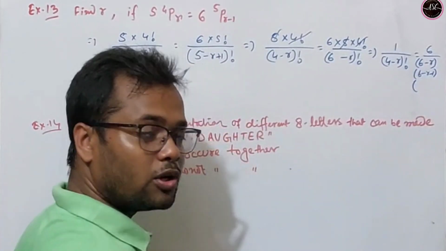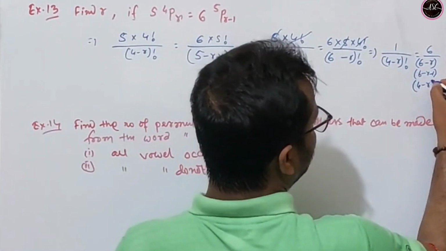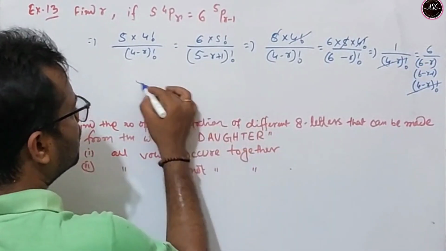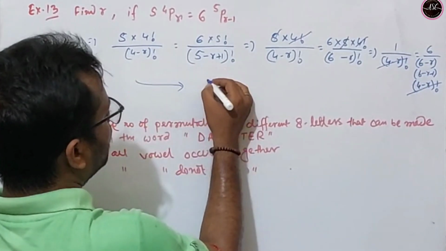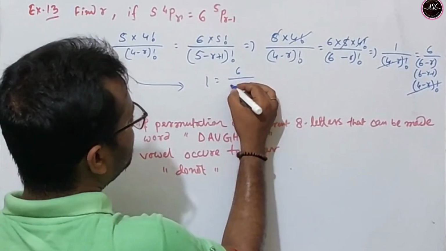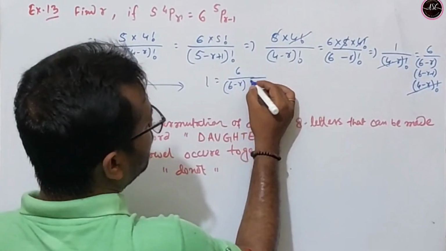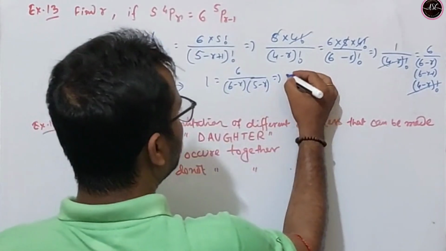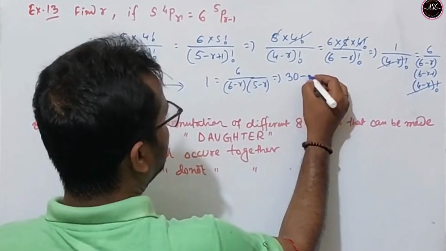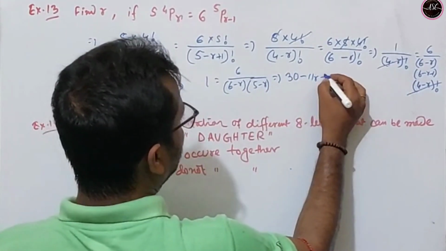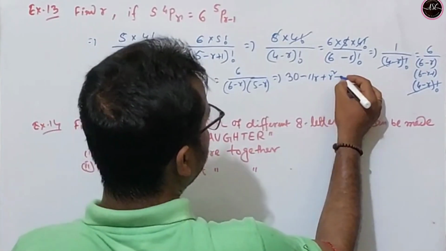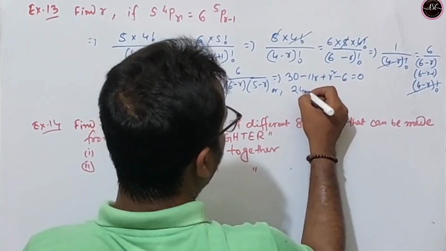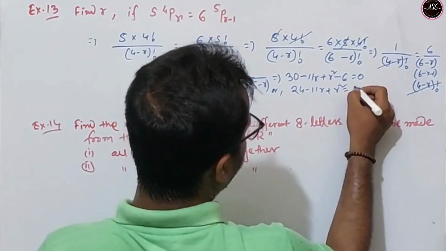6 minus r minus 2 equal to 4 minus r factorial. Now 4 minus r factorial will be cancelled out. Now I am doing here 1 equal to 6 by 6 minus r into 5 minus r. Just simplifying this, we get 30 minus 11r plus r square minus 6 equal to 0, or 24 minus 11r plus r square equal to 0.